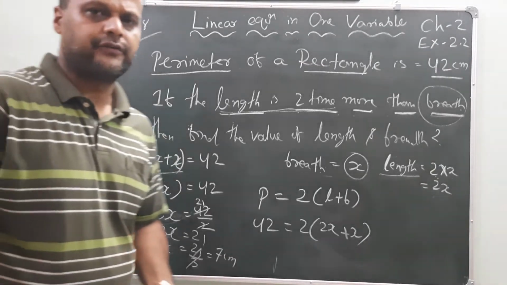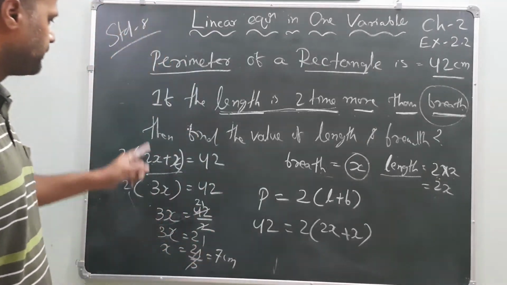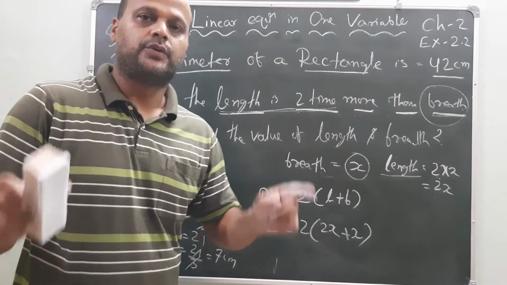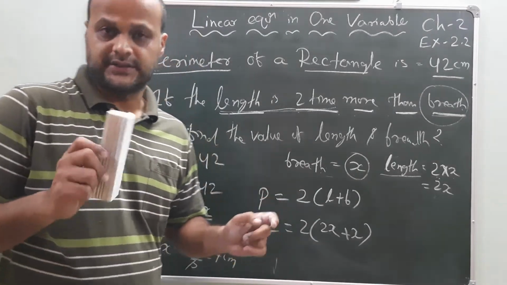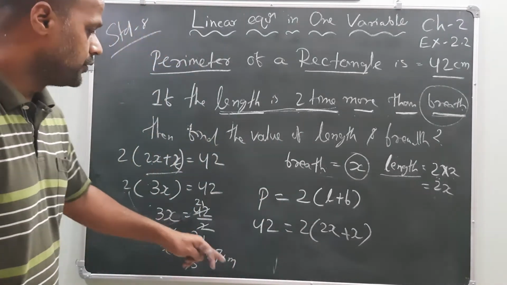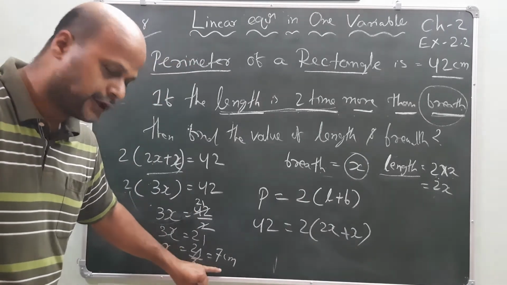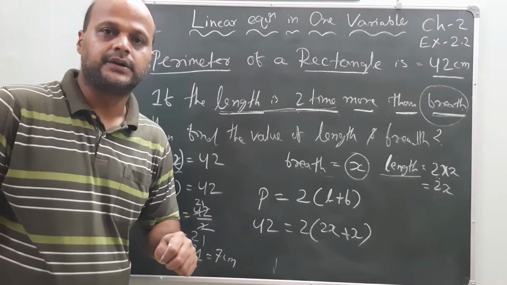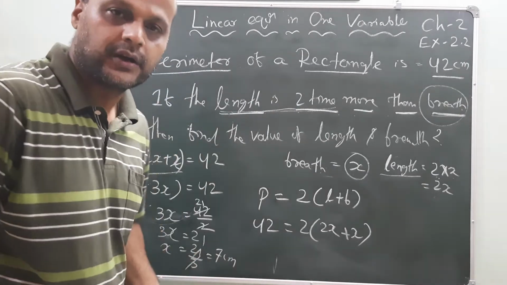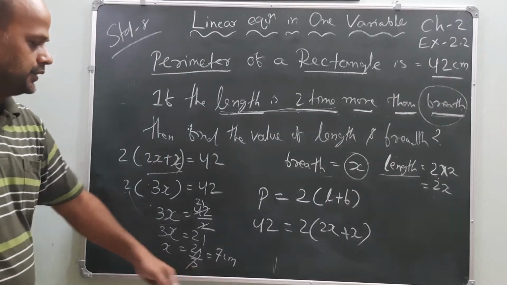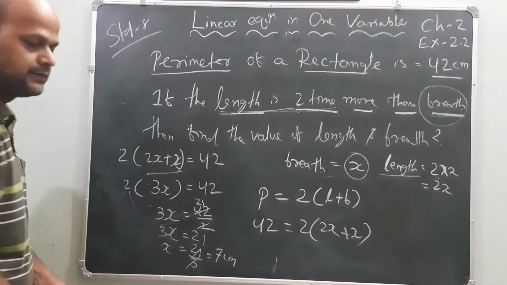Most of you, my dear friends, whenever it is the perimeter of a geometrical shape or mensuration, don't forget to write the units. If you forget the units, then you will lose half of the mark, though you know everything. Understood, my dear friends? So now what is the value of x?